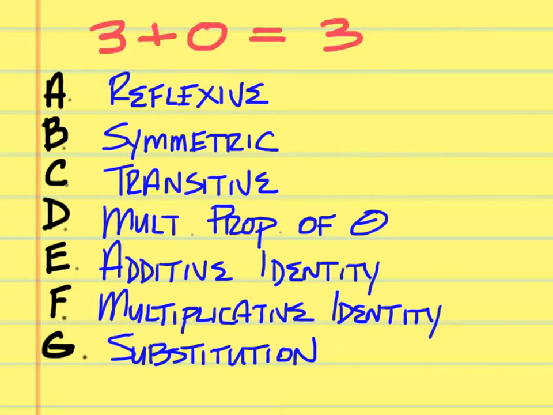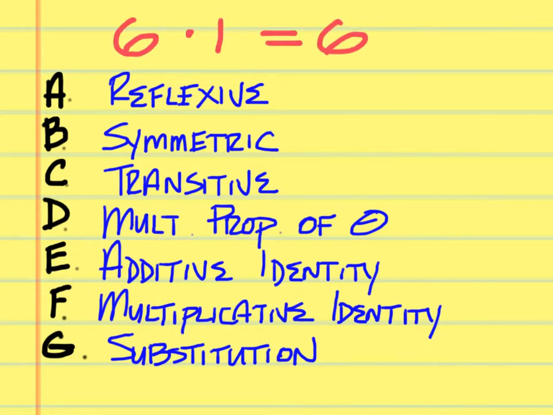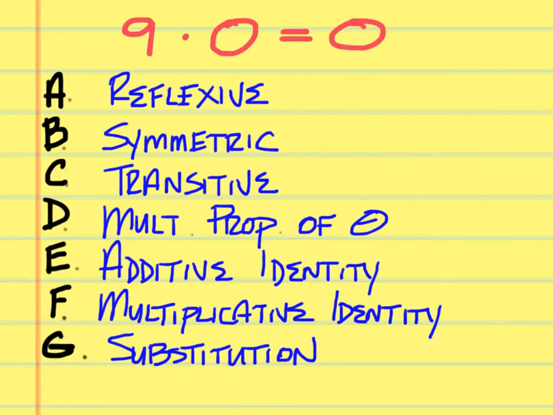3 plus 0 equals 3. I'm adding 0 to something and it does not change it. So which is it? It is E, additive identity. We are multiplying 1 by 6 and still coming up with 6. Which answer should it be? F, multiplicative identity. Multiplying 0 by something just makes it 0, and that is D.